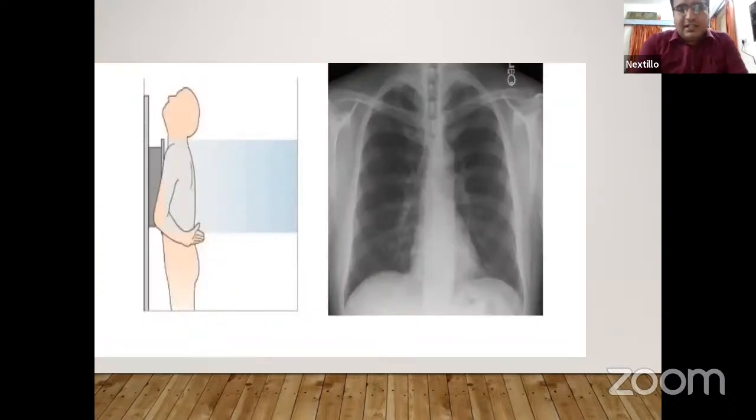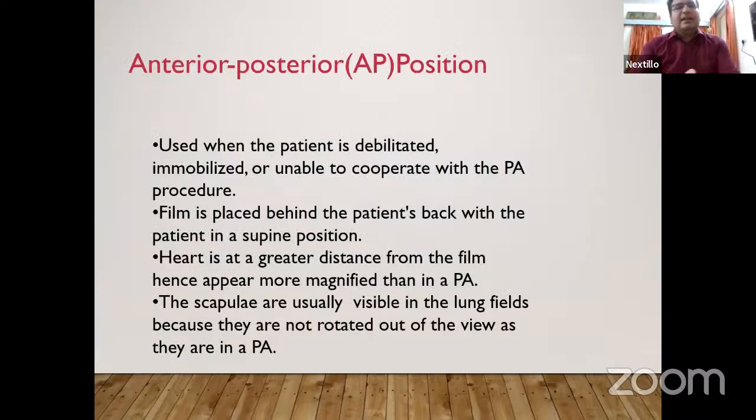This is how you can take an X-ray. What you're seeing on your screen is a PA chest. This is the position of the patient. You can see the X-rays entering the patient from posteriorly, and the anterior chest wall is adjacent to the film. Now, next is the AP position.